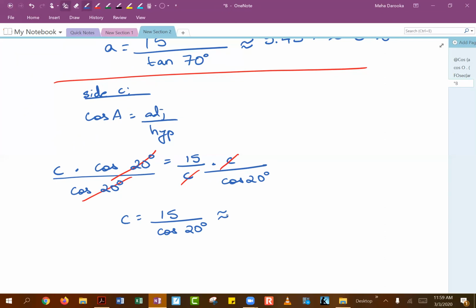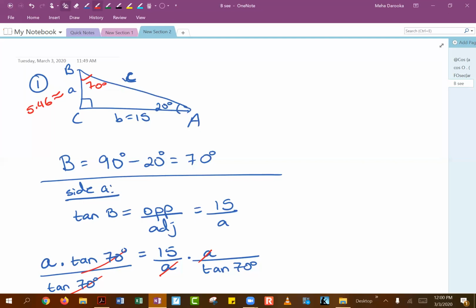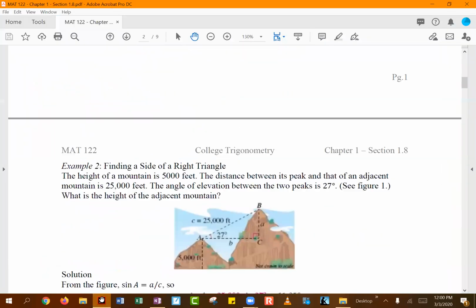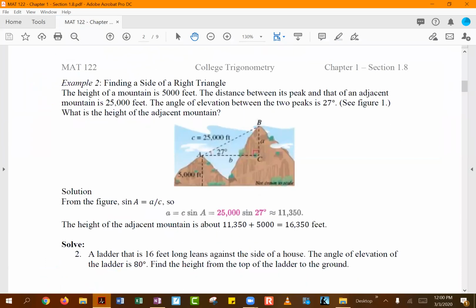Okay, and what are we getting for this? 15.9626. Alrighty. And then keep it at 2 decimal places, so 15.96, right? Anybody have questions on this? Okay, so 15.96. And you should have all your 3 angles and all the 3 sides, right? Okay.